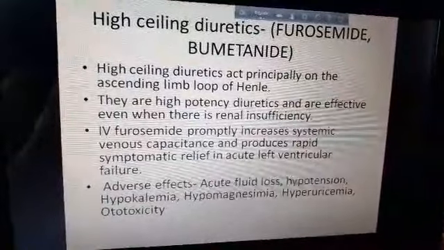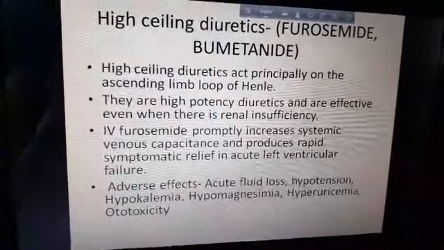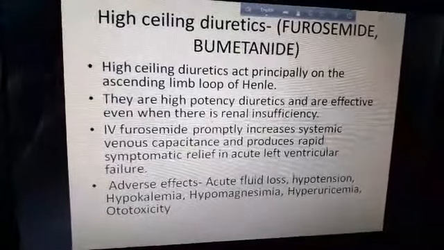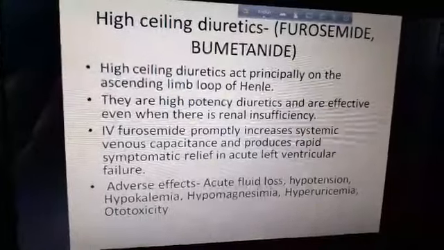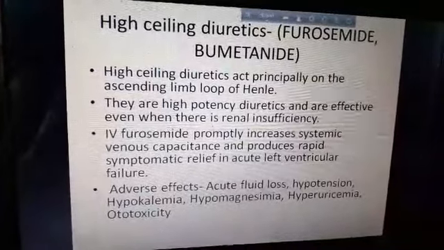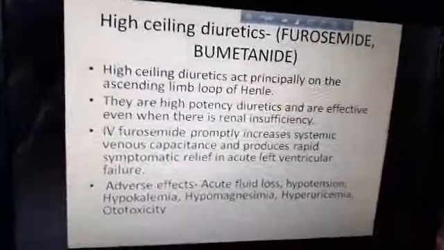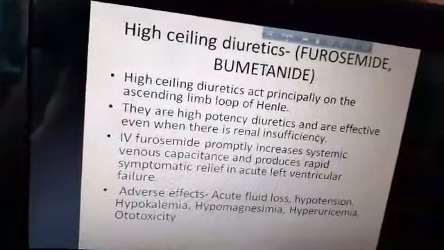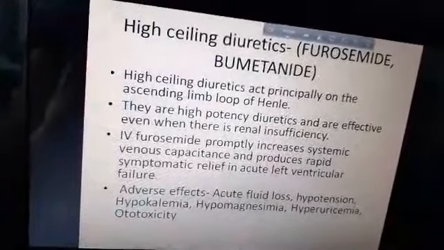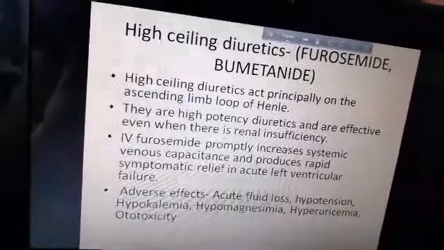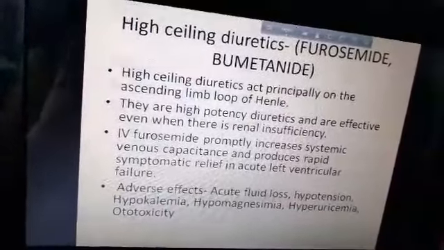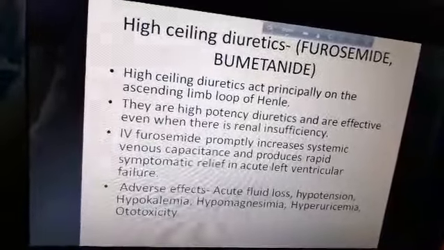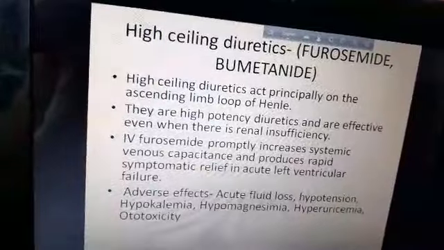So high ceiling diuretics are preferred, like furosemide, bumetanide. High ceiling diuretics act principally on the ascending limb of the loop of Henle, and they inhibit the sodium potassium 2 chloride channel, and they are high potency diuretics and effective even when there is renal insufficiency. High ceiling means increasing the dose increases the effect, and we can increase the dose by many fold and have increased effect many times. Suppose 20 milligram dose and 160 milligram dose, we can have 8 times the effect.